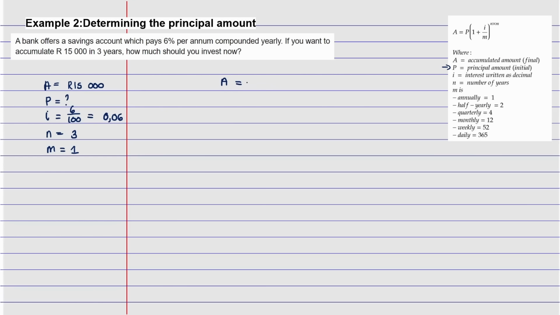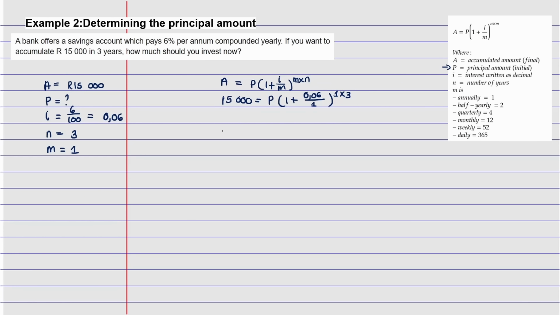We know that A is equal to P, open bracket, 1 plus I divided by M, to the power M multiplied by N, right? So now let's substitute. Remember what they gave us, so 15,000 is equal to P, then open bracket, 1 plus 0.06 divided by 1, to the power 1, which is M, multiplied by 3, right? We can punch that into the calculator.